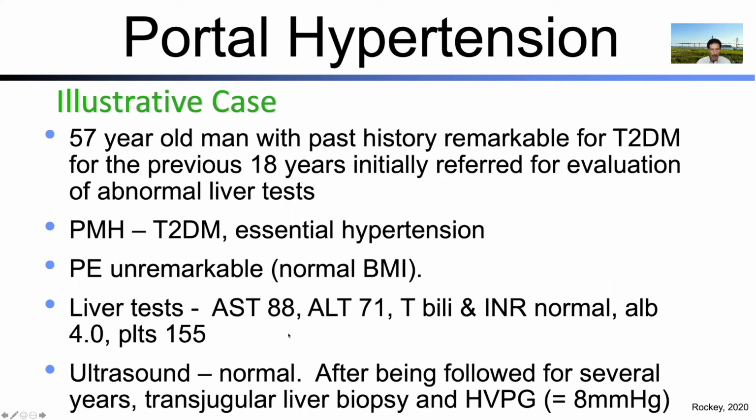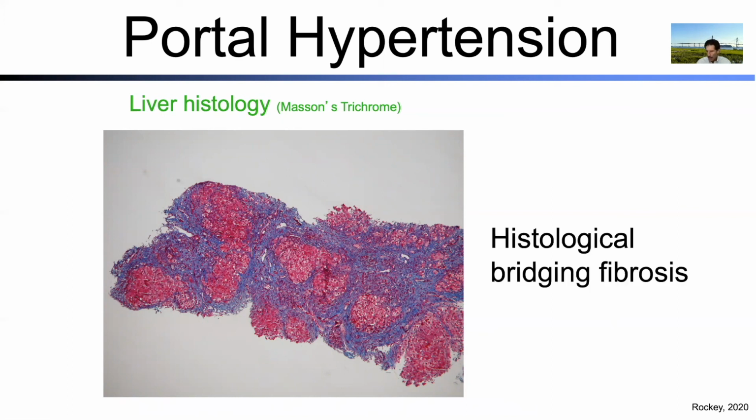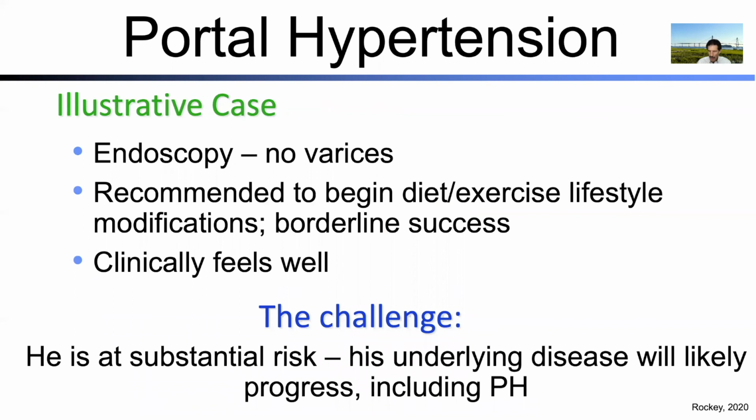An ultrasound was normal, and after being followed for a while, he underwent transjugular liver biopsy and HVPG measurement. So here is his biopsy, and you can see that this is a cirrhotic liver. This is a Masson trichrome, and I think we would all agree that there are nodules here, and this is advanced fibrosis. He had an HVPG at that time of 8. He underwent an endoscopy, which did not show any varices. He was told to begin diet and exercise, and this was met with somewhat borderline success.